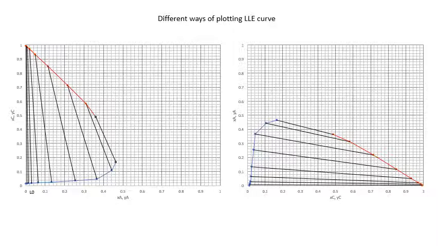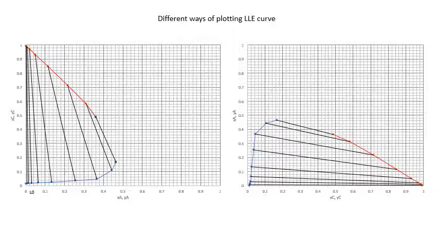I just want to show you that you can plot the LLE curve in two ways. One way is to have the A component on the x-axis and the C component on the y-axis, or you can invert the axes, putting the C component on the x-axis and the A component on the y-axis. You will get different shapes of the LLE, but essentially the data are the same, and you just need to know where to read the raffinate and extract layer.